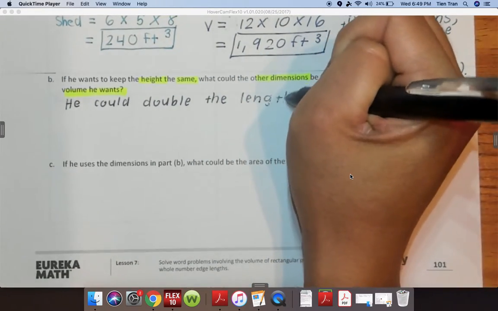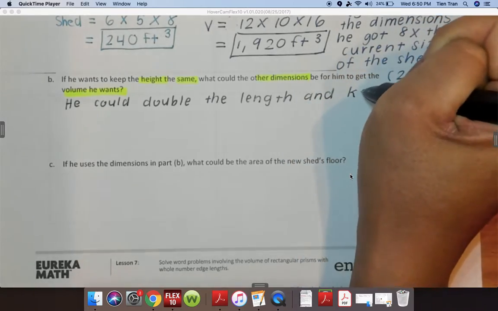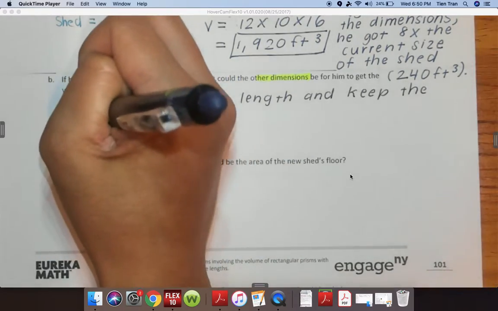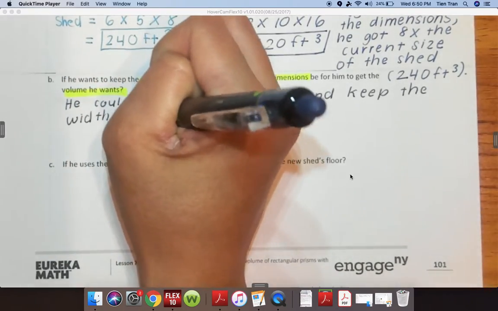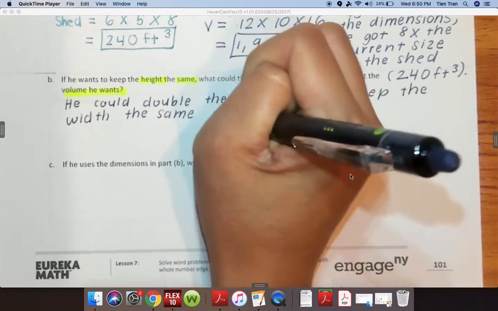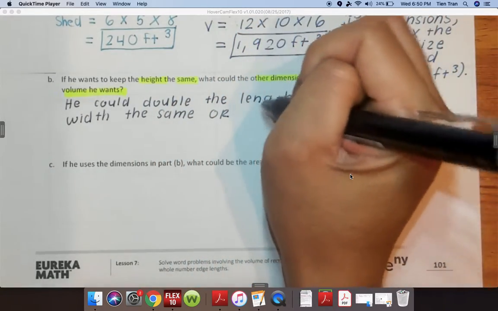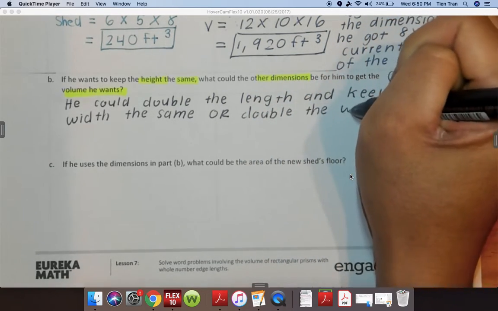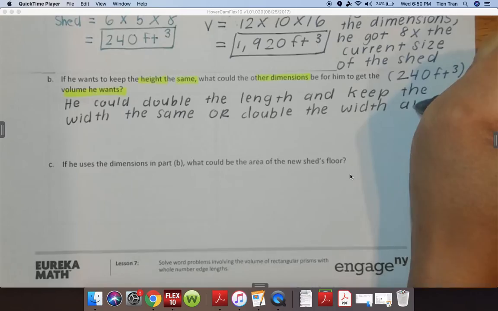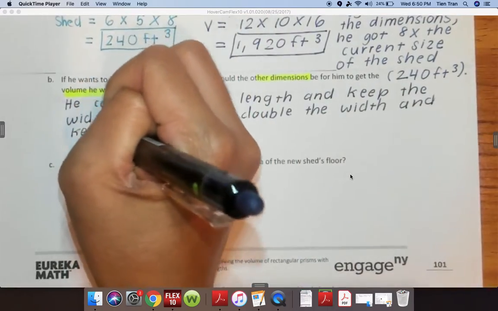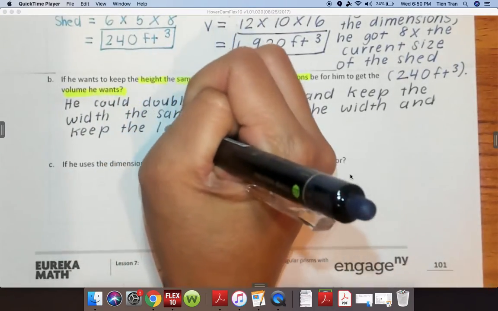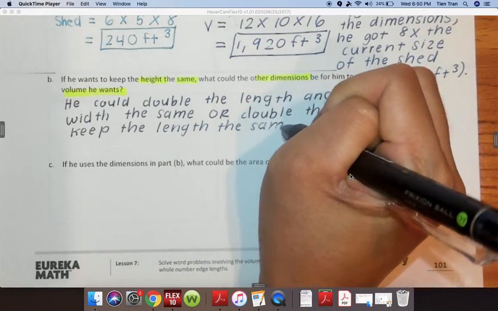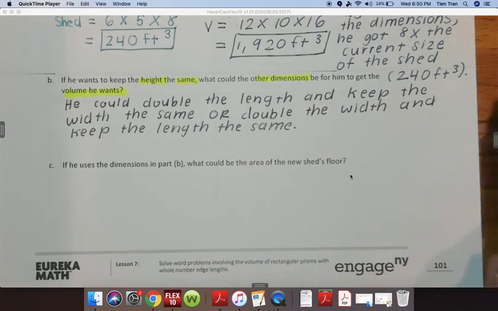He could double the length and keep the width the same, or double the width and keep the length the same. I'm going to show you an example of what that means.